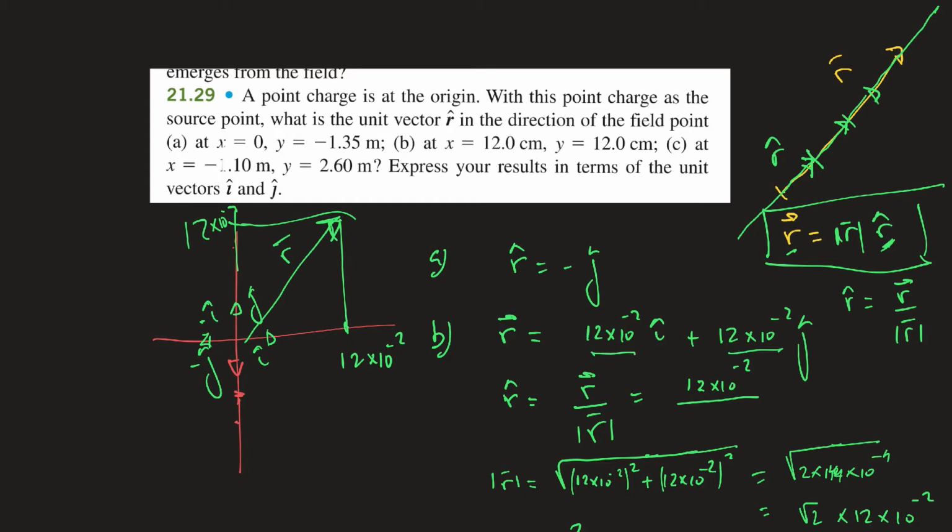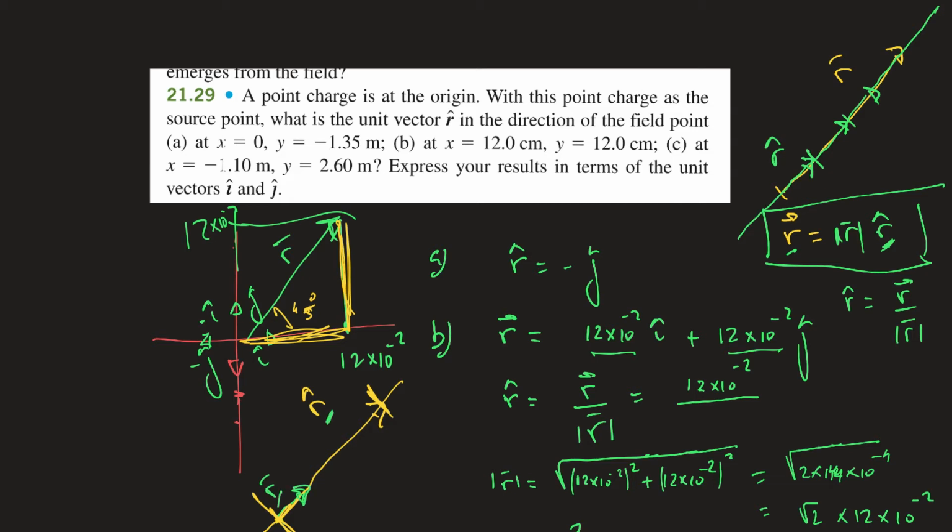And the unitary vector, the vector that is in the direction of r. This is the vector r. I'm looking for a vector that has this direction. By the way, this direction is 45 degrees. I know because this distance is the same as this distance, so it should be 45 degrees. So I'm looking for a vector that has magnitude 1 and is in the direction of the vector r.